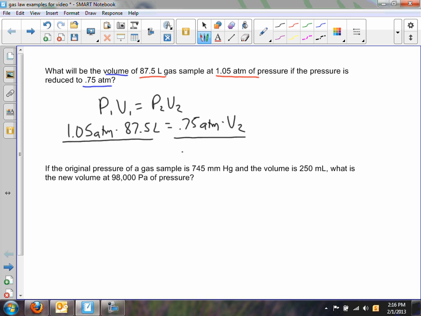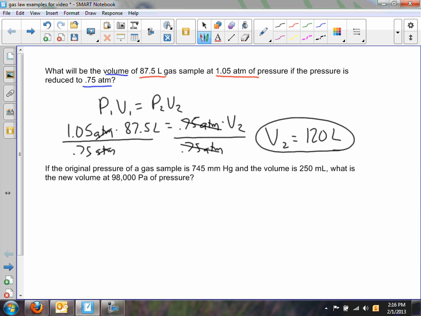So, in this case, you need to divide both sides by 0.75 atms. Atmospheres cancel out. These cancel out, and we're left with a final volume of 120 liters. Two significant digits because we had 2 in the original number there.